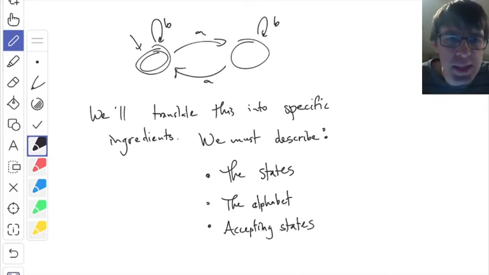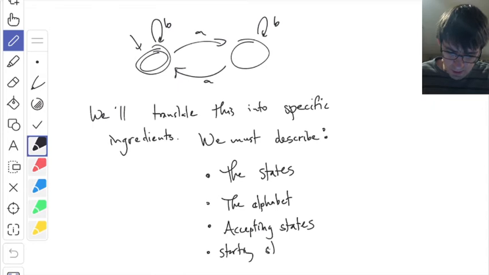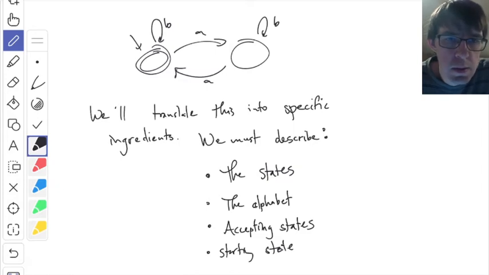Remember, it is allowed to have more than one accepting state. Most of our examples only have one, but there could be more than one. What else? The starting state? Yes, the starting state. And I think there's one more important ingredient. Every state needs an outgoing one? Yeah, the arrows. Where do the arrows go, and what are the labels on the arrows?